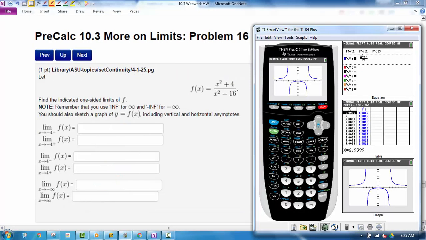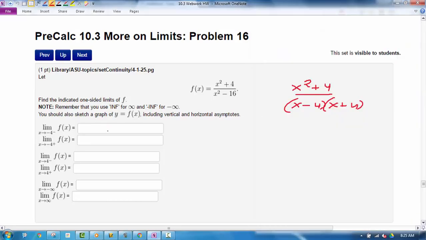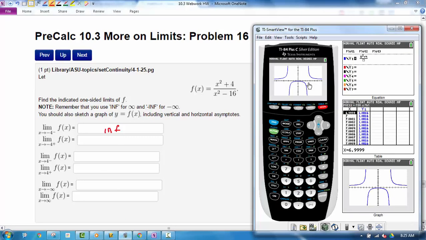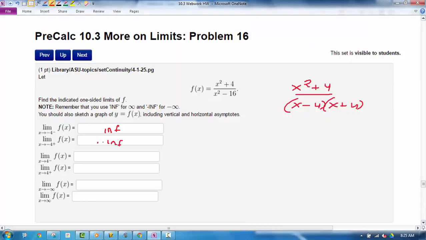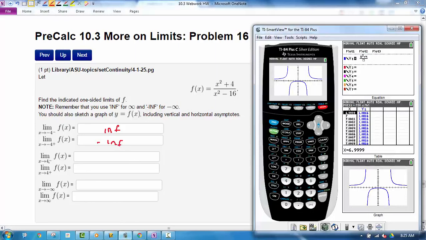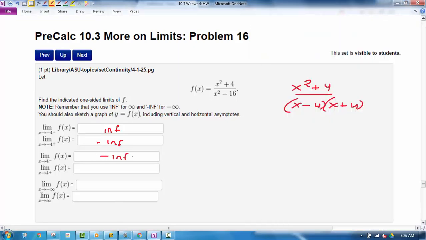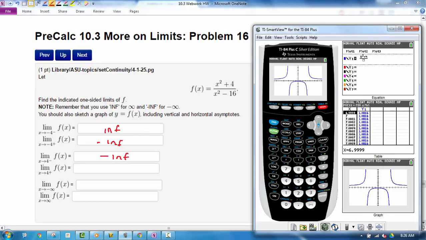Okay, the next problem right here, it helps to graph it. Then you can answer these questions. As x approaches -4 from the left, it's going up to positive infinity. As x approaches -4 from the right, it's going down to negative infinity. As x approaches 4 from the left, it's going down to negative infinity. As x approaches 4 from the right, it's going up to positive infinity.